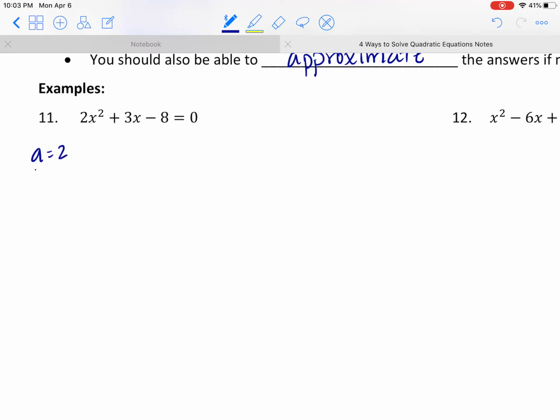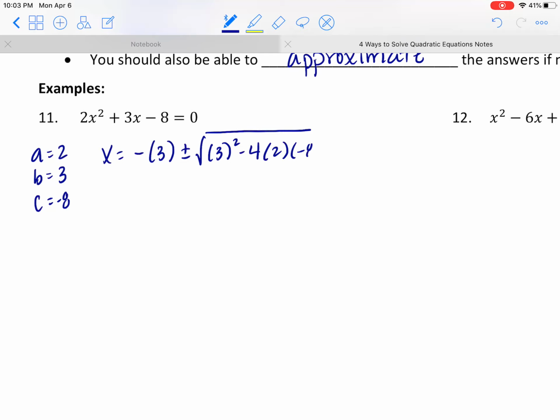And if I wanted to complete the square, I would have to divide everything by 2, which is going to create fractions here, and I just don't want to deal. So this is exactly where I would use the quadratic formula. So a is 2, b is 3, and c is negative 8.